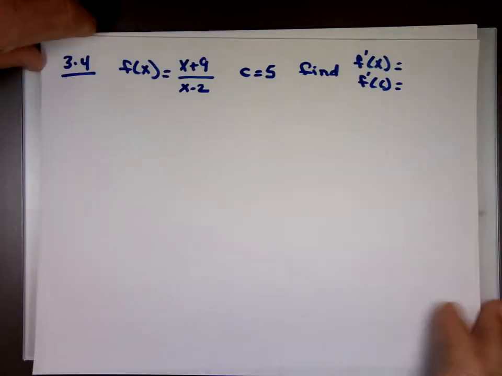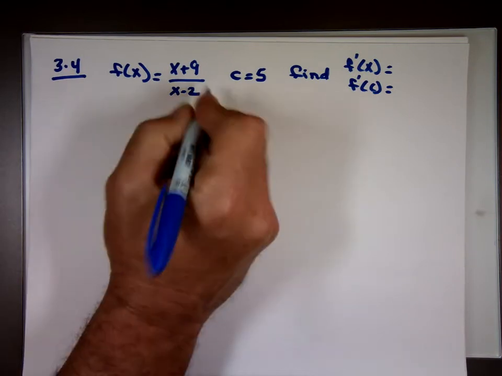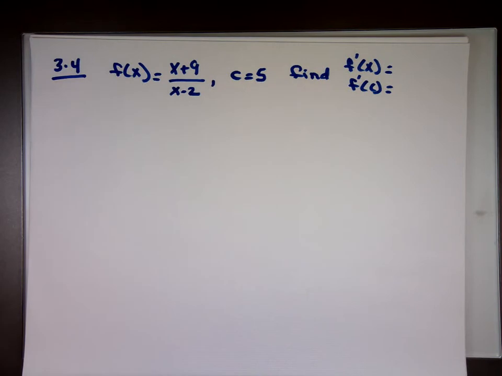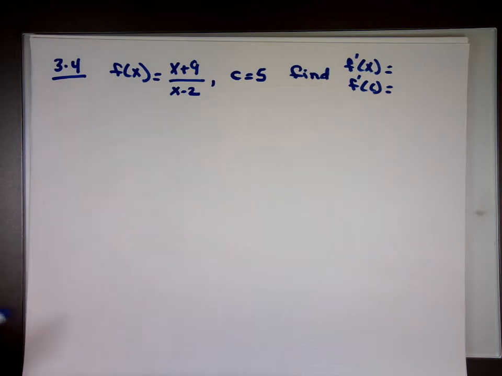The first question from Chapter 3, Section 3 is number 4. f of x equals (x plus 9) over (x minus 2), c equals 5. Find the derivative f as a function of x first, then f prime of c.